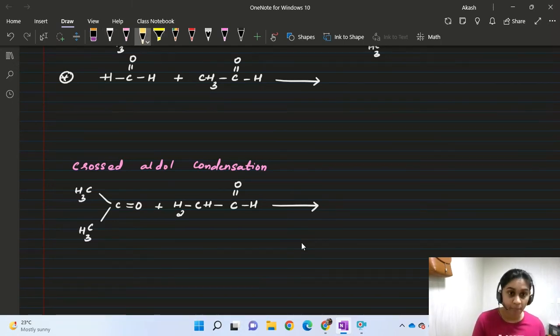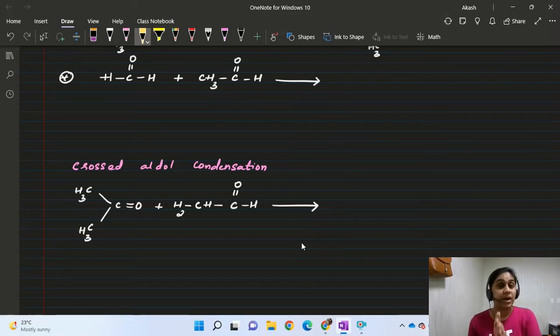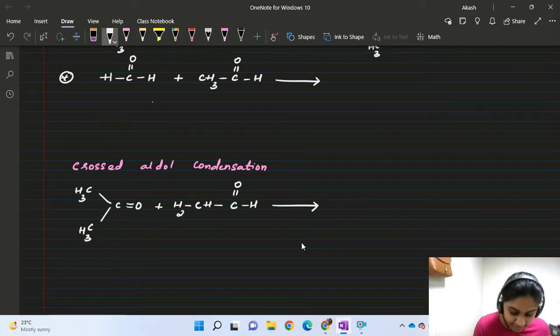So your formaldehyde doesn't have an alpha carbon. What is alpha carbon? The carbon attached to the functional group, or the carbon adjacent to the functional group, is called alpha carbon. So in formaldehyde there is no alpha hydrogen. So obviously the hydrogen will be removed from your acetaldehyde. Okay. So you can write it like this.